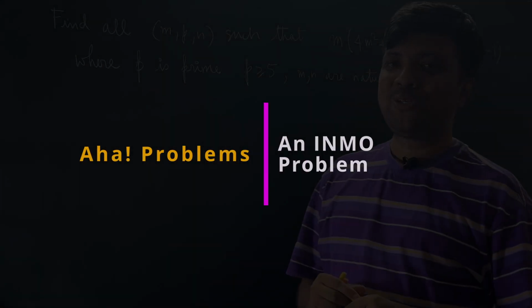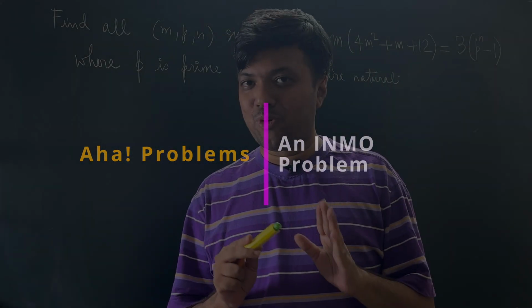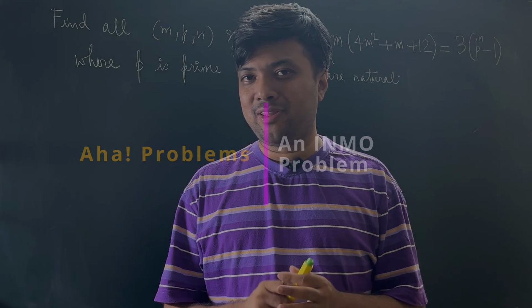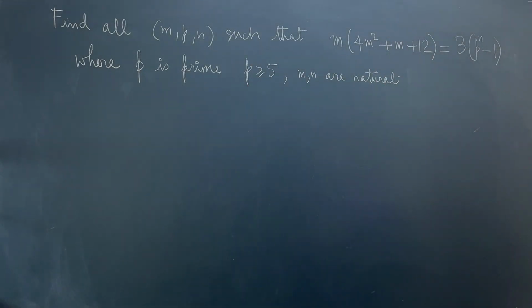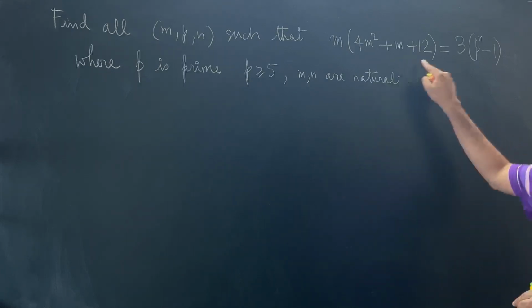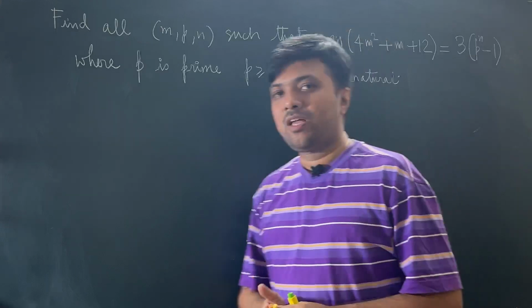Hi everyone. So today I have for you an INMO problem, and it's actually a number theory problem which is pretty nice. So let's get started. The question is, find all natural numbers m, n where p is a prime greater than or equal to 5 such that this equation is satisfied. Okay, now look at this question.